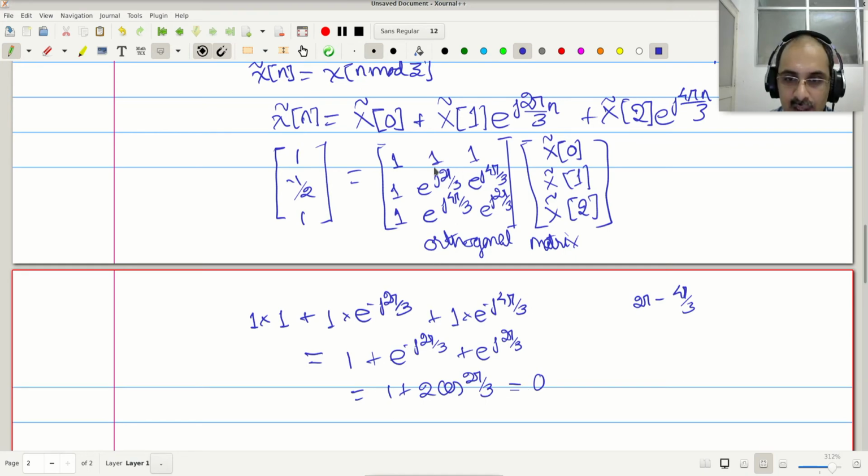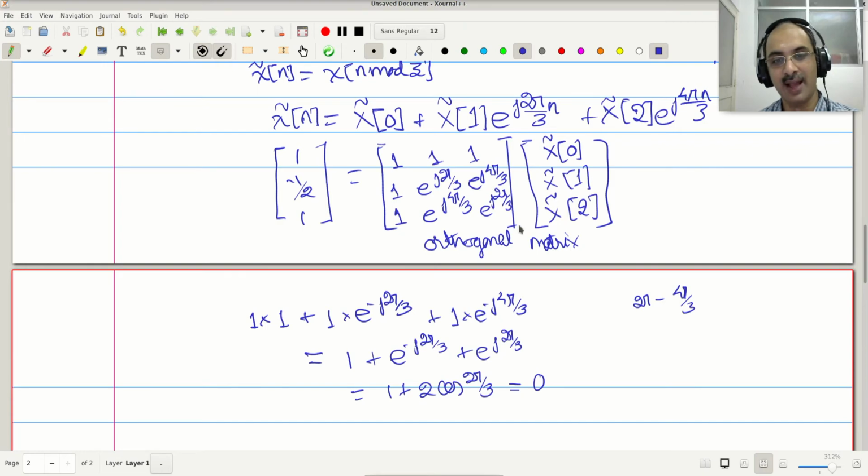Similarly, if you look at these two rows or these two columns, and if you do this, you get e power minus j 2 pi by 3, and e power plus j 2 pi by 3, you get the same, you get 0. So in fact, this is what is called an orthogonal matrix. An orthogonal matrix, by definition, you can show that its determinant is non-zero. It is definitely invertible.